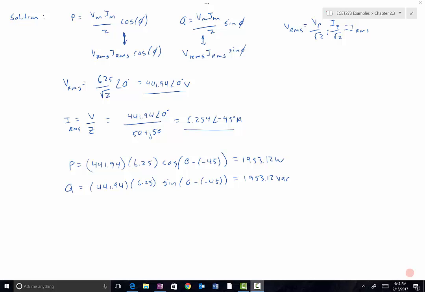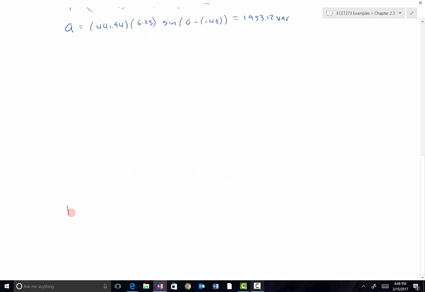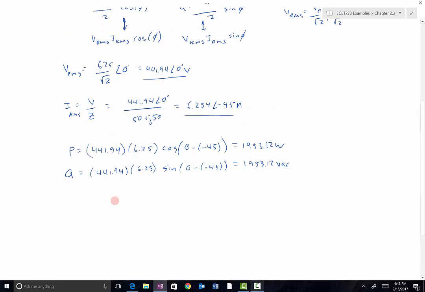A lot of times we'll write the solution as the combination of P plus jQ. So total power is going to be P plus jQ. So the total power in the circuit is 1953.12 plus j1953.12.